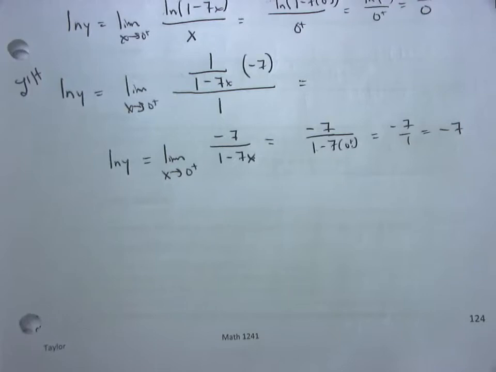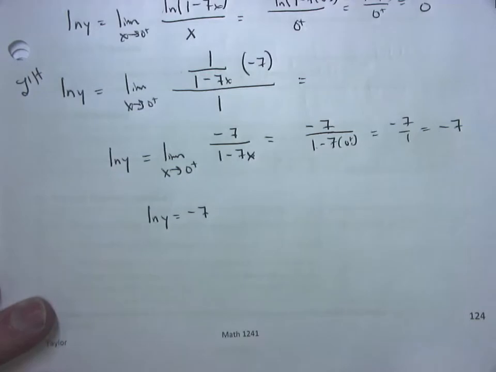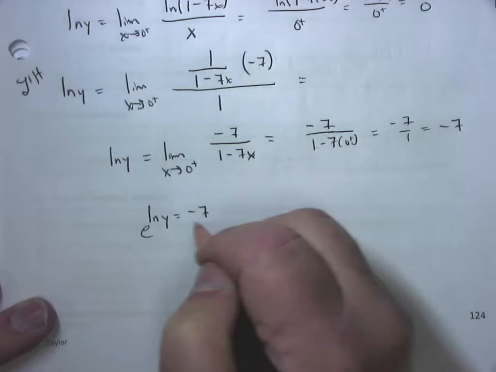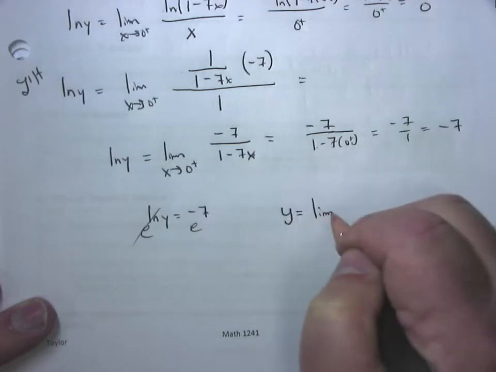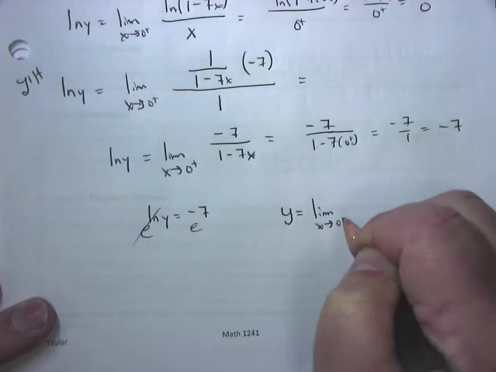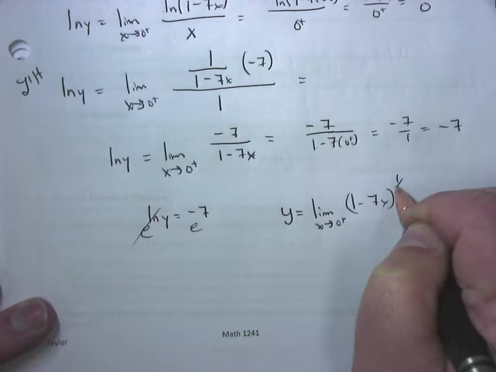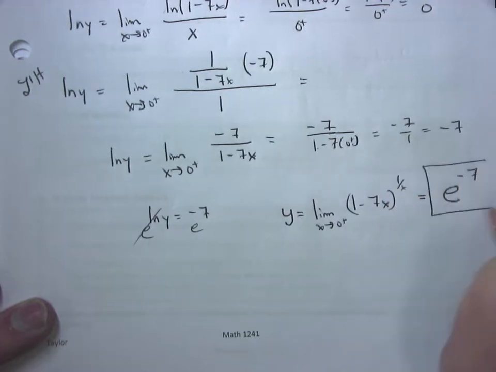Is that my answer? Not quite. It's the natural log of y, the natural log of the answer. So therefore, the natural log of y equals negative 7. So what gets rid of the natural log again? E to both sides. So I end up getting y, which was the original problem, the limit as x approaches 0 on the plus side of 1 minus 7x raised to the 1 over x. And what's the answer? E to the negative 7.